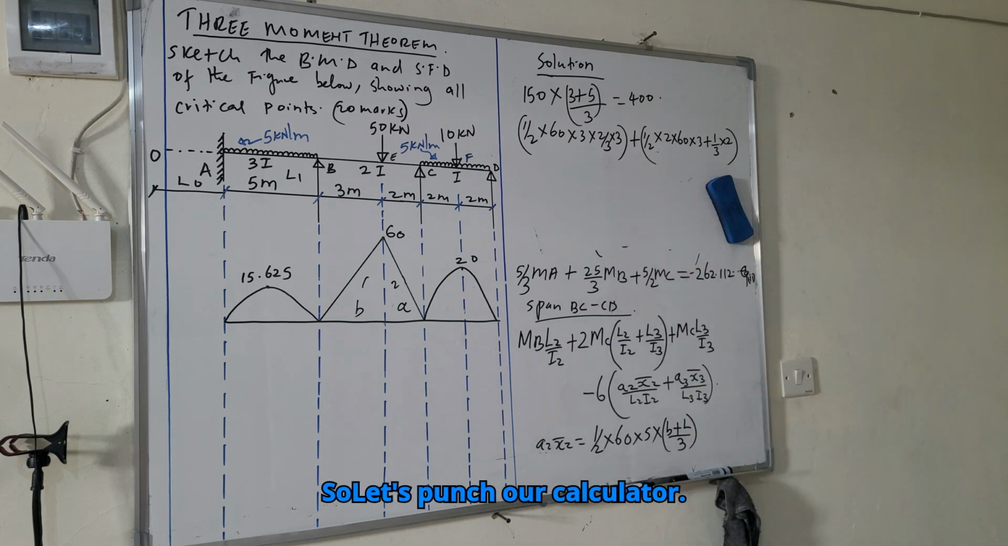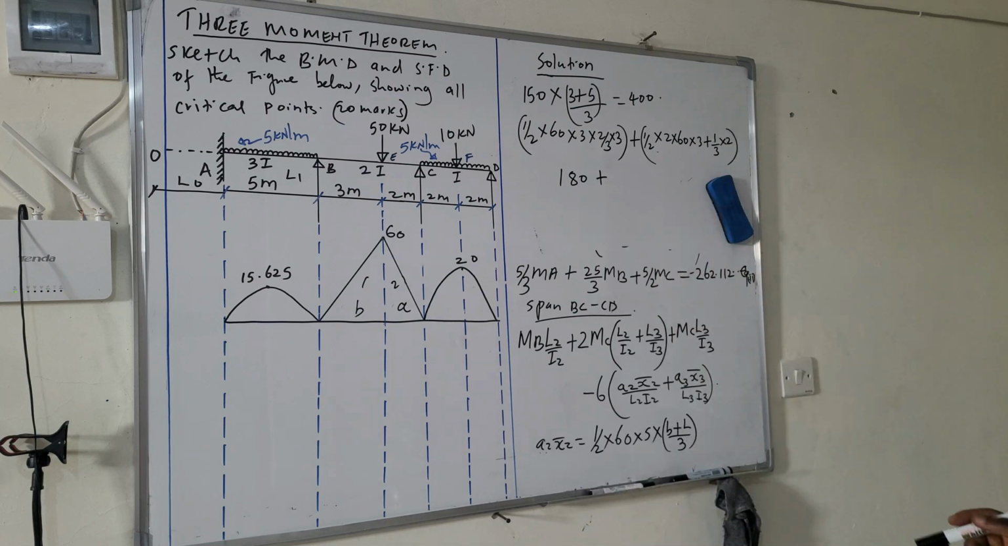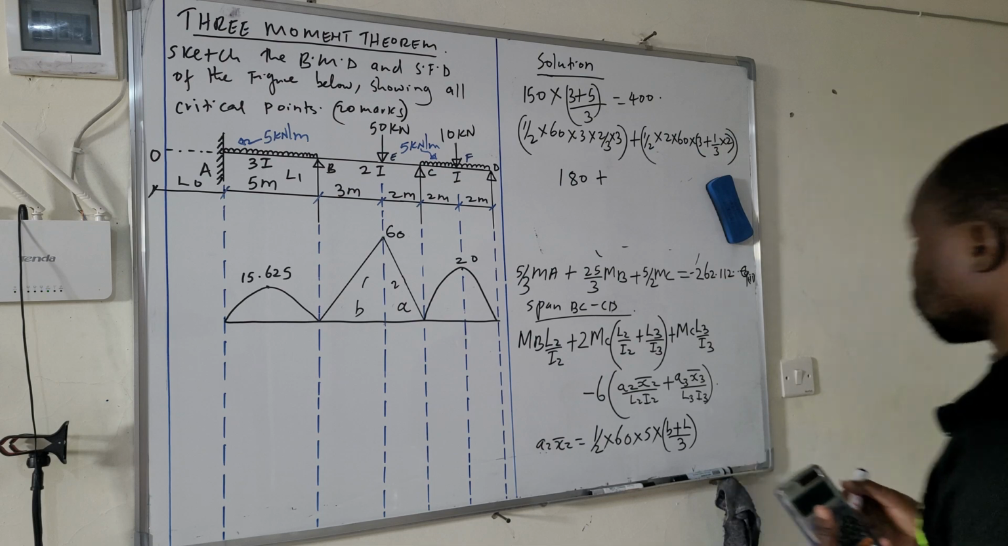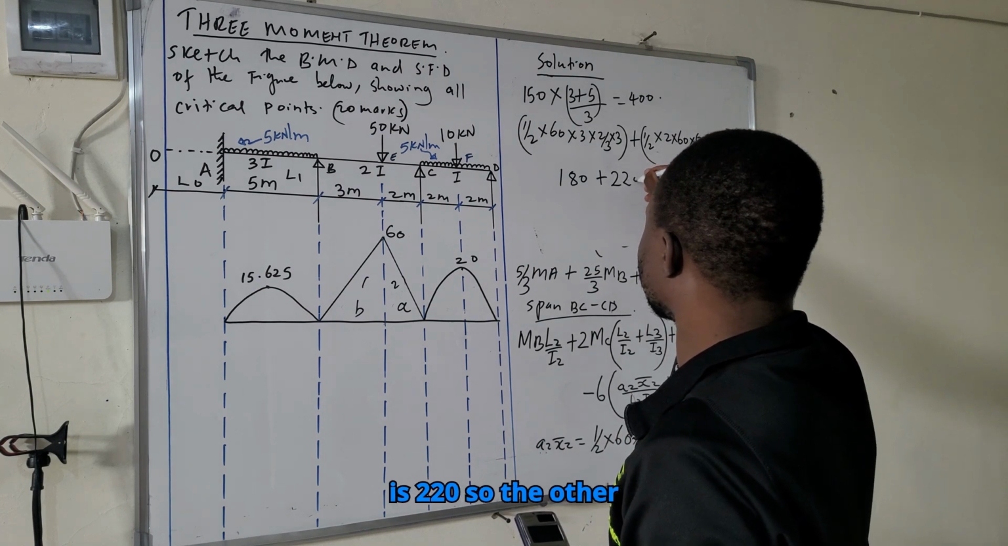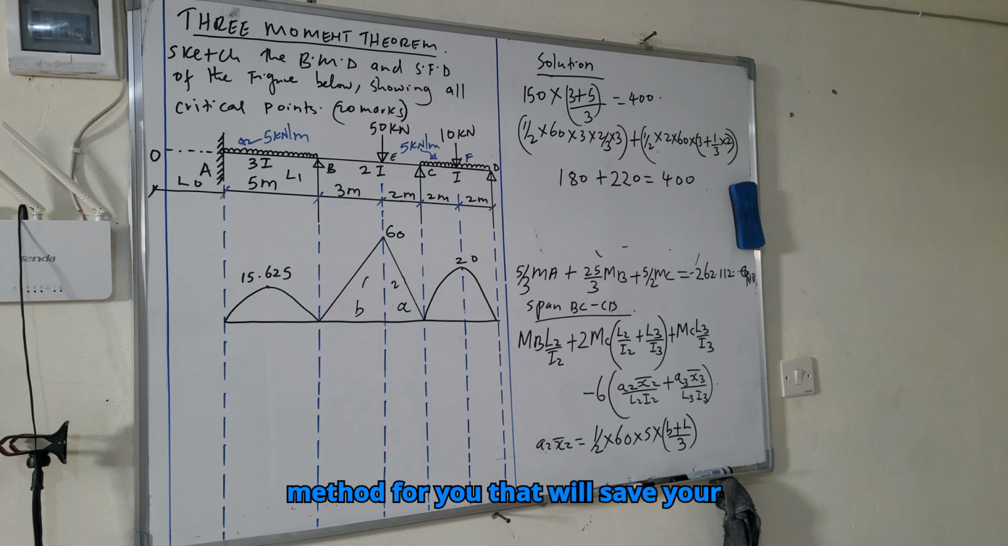So let's punch our calculator. 0.5 times 60 times 3 times 2 over 3 times 3. So this is 180, plus 3 times 60 times 2 times 0.5. So this is 220. So the answer is 400. The answer remains the same. So choose the appropriate method for you that will save your time. Don't use the two methods I'm using.